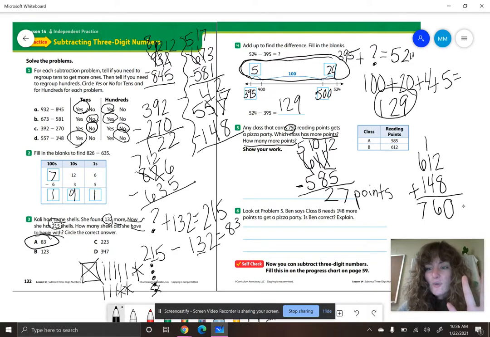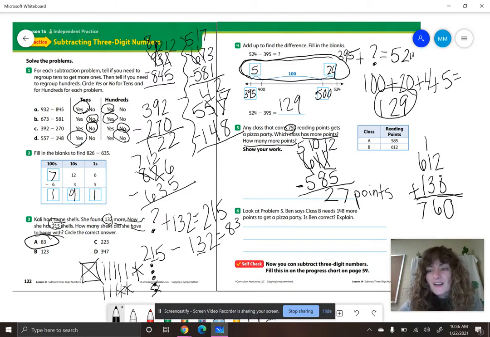Well, we can't take away a 10 from 612 because that's how many points they had. If I take away a 10 from 140, how many 10s would be there? If I took a 10 away from 148, how many would be there? 3. Let's change this, okay? So Ben said we needed 148. Let's solve the problem when we only have 3 tens to add.